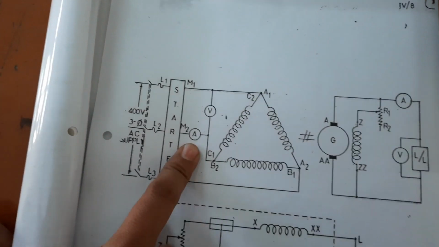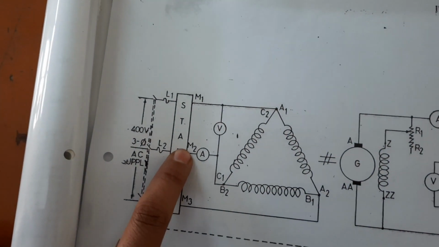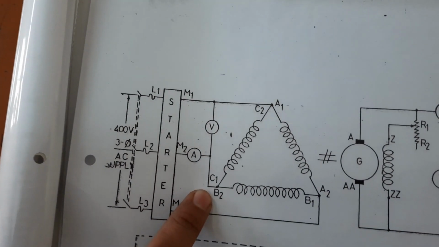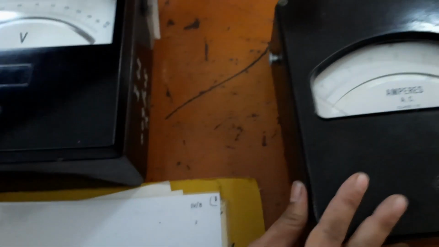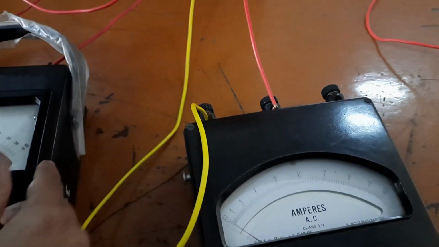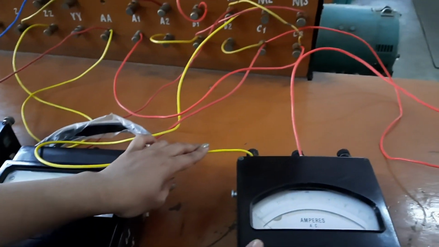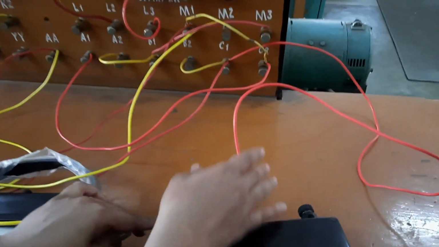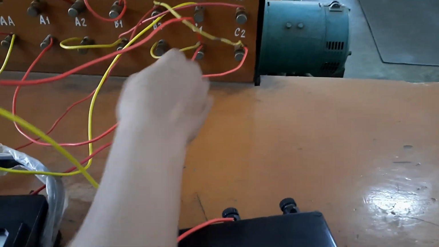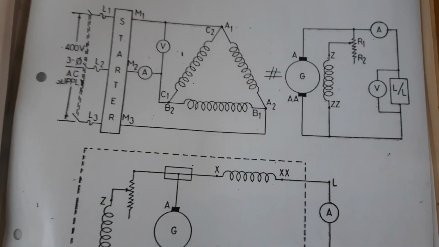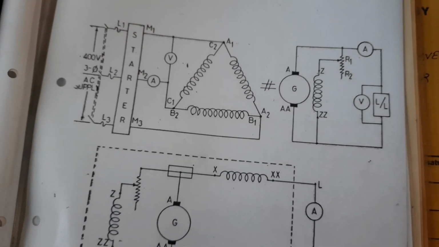We have connected the ammeter between the M2 and C1 terminals. This is the ammeter. The M2 terminal is connected to the ammeter. This is an AC ammeter because it is connected to the stator side, and the second terminal of the ammeter is connected to C1. Okay, we are done with the stator side connection.